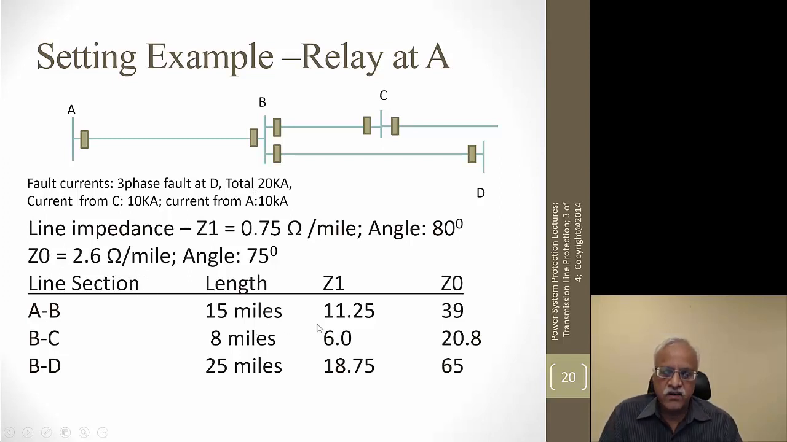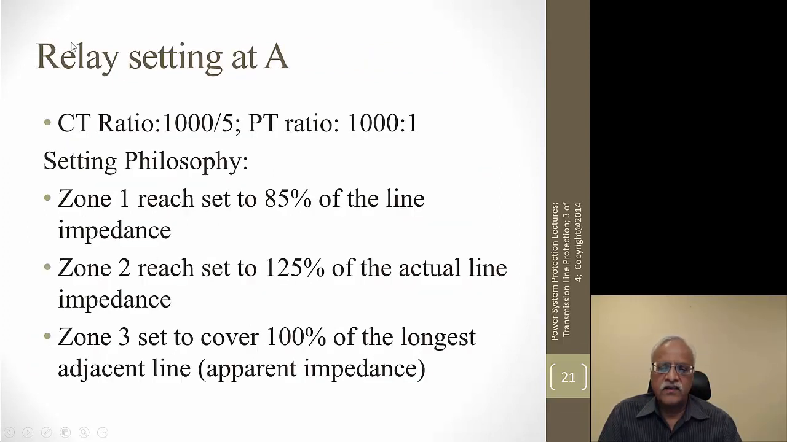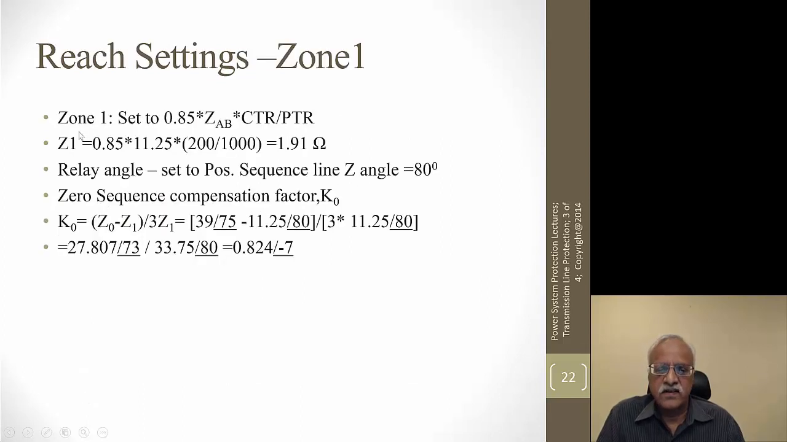So essentially, you have the positive sequence impedance and zero sequence impedance of different line sections here. And then you have the CT-PT ratio. So first, our philosophy is that we'll cover 85% in zone 1, and zone 2 will cover 125% of actual impedance. Zone 3 we cover with apparent impedance. So we set up the philosophy and go about doing the settings.